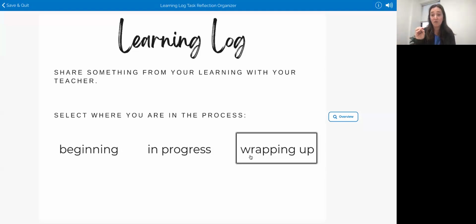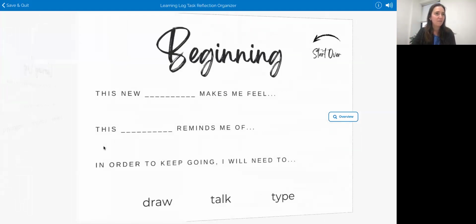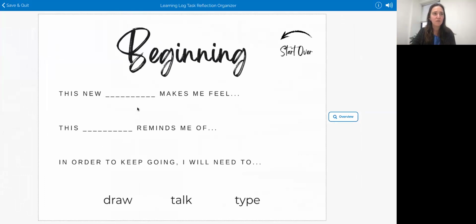I really love having my students identify that for me at the very end, because of that piece that I mentioned before, where students are convinced that they have completed the task because they did part of the task, but then they forget that they still had more to do. So here we have proof that you said that you were at the beginning. And all this does is it brings you to some sentence frames for something that they can say. They can choose one of these to then draw, talk, or type to share something about their learning.